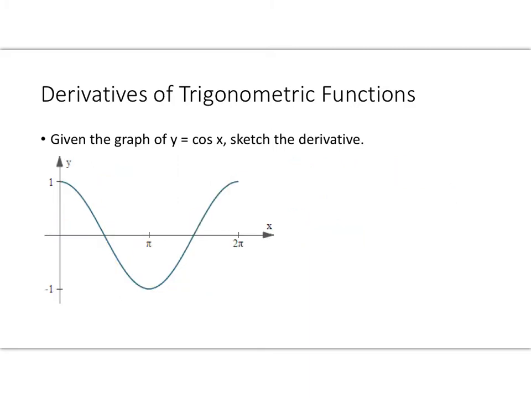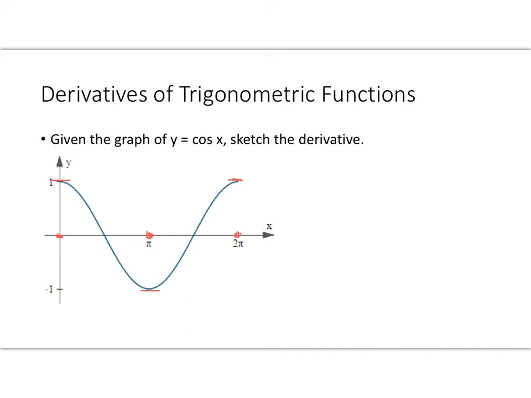Alright, so we figured out what the derivative of sine is. Let's do a similar technique to find the derivative of cosine of x. So again, here's my graph of y equals cosine x. Derivative is finding what the slope is at all the points. So I know right here, at 1, the slope is 0. At pi, my slope is 0. And at 2 pi, my slope is 0.